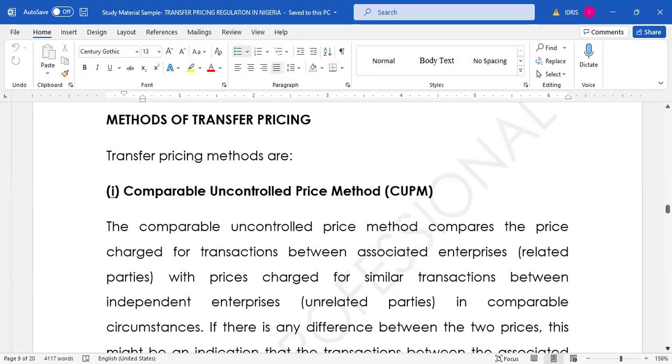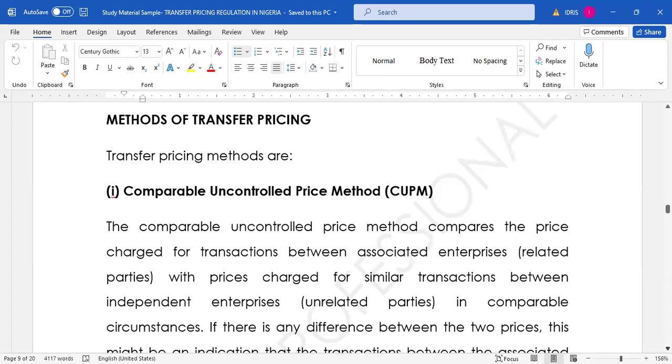A and B are related parties. A sells goods to B at the rate of 18 naira. For us to determine the transfer pricing price, we go and look: C is not related to D. They are not connected. If C wants to sell the same goods that A sells to B, how much will C charge D? Because C and D are not related, but A and B are related, the price C charges D is what we are going to consider as the transfer pricing price.